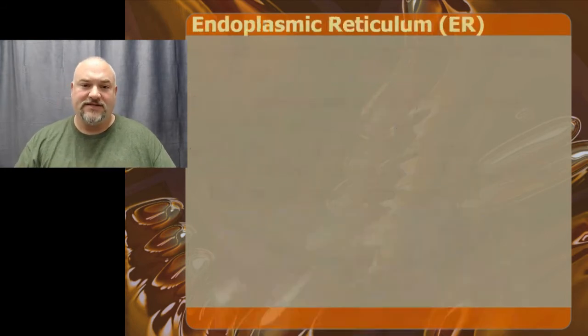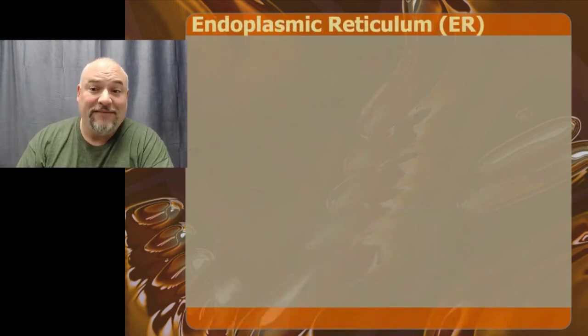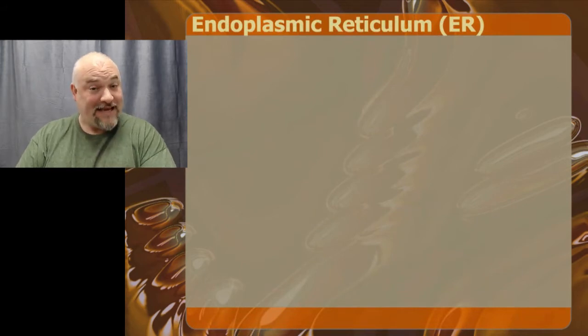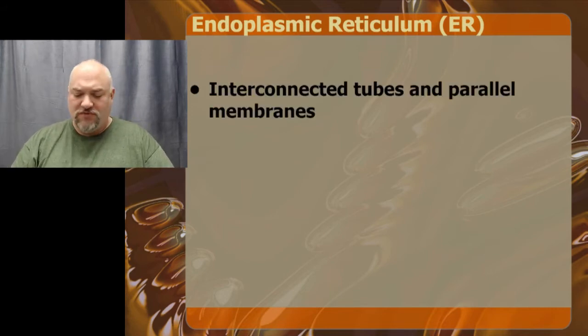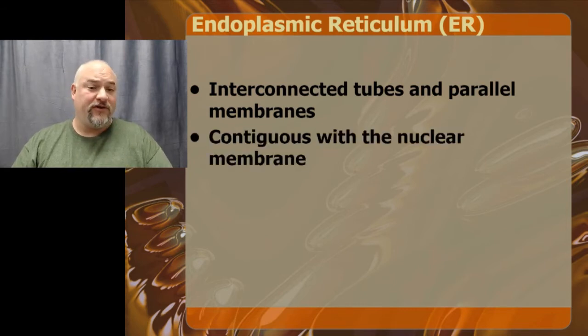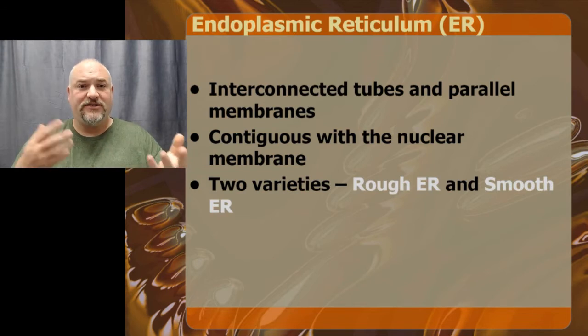And like I said, that leads us to the endoplasmic reticulum, which is one of those fun words to say if you want to say it with me. Endoplasmic reticulum. If you enunciate, it sounds pretty cool. Endoplasmic reticulum. And these are a bunch of interconnected tubes and membranes. They're attached to or contiguous with the nuclear membrane, the nucleus. And there's two varieties, rough ER and smooth ER.